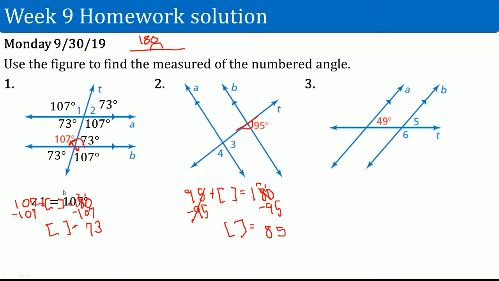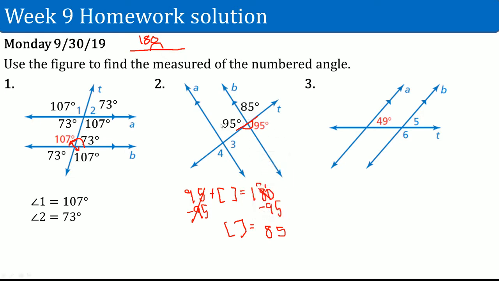Oops, sorry. Angle 1 equals 107, correct? And angle 2 equals 73. Yep, that is 85. Let me erase this for you so you can see it better. There you go. Good.